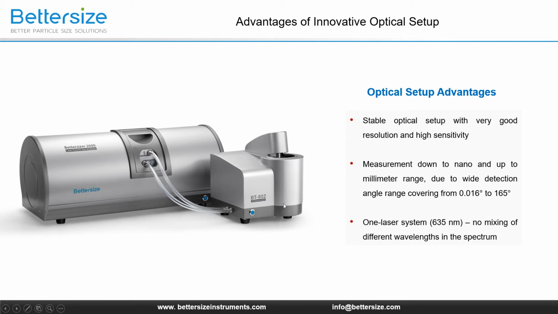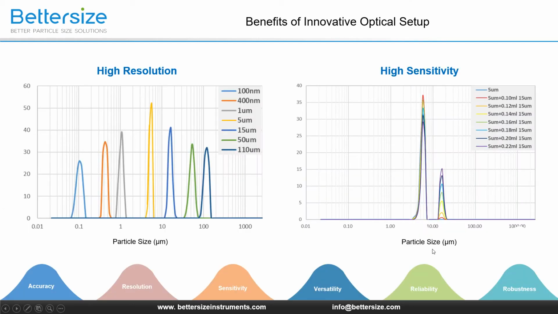The advantages of this optical setup include high resolution and sensitivity, wide measuring range, and remember that this is a one laser system, which can avoid the measurement errors caused by mixing of different wavelengths in the spectrum. The benefits of this unique optical setup are high detection resolution and sensitivity. For the standard sample measurements with different particle sizes, the Betasizer 2600 is qualified unquestionably.